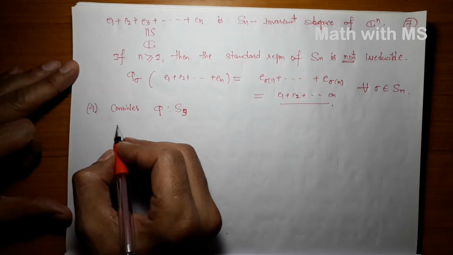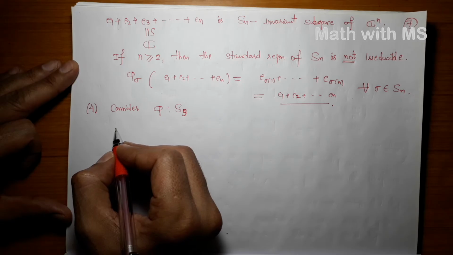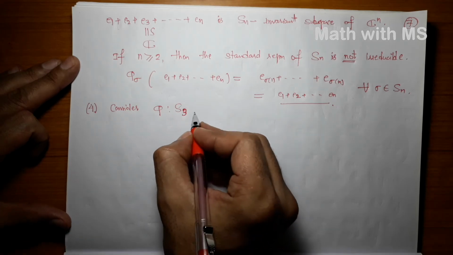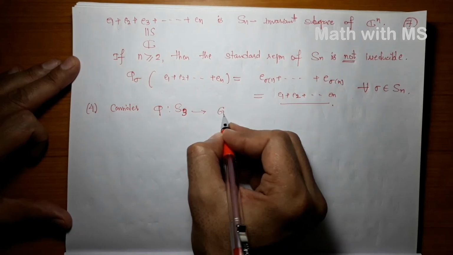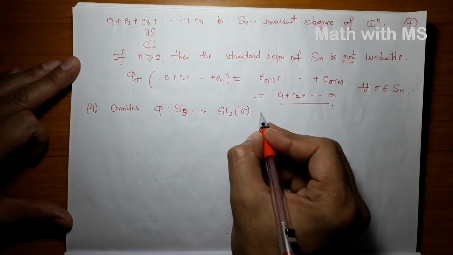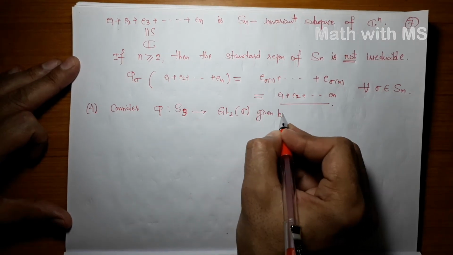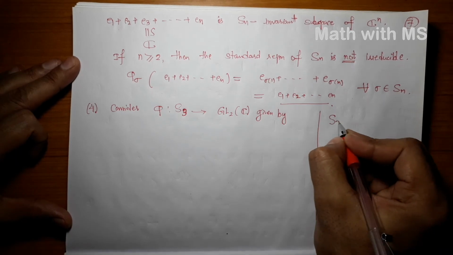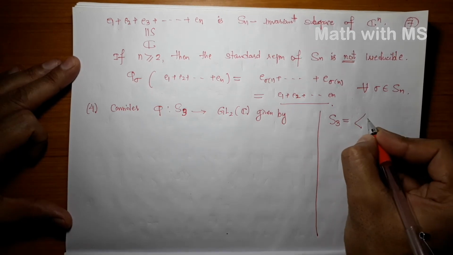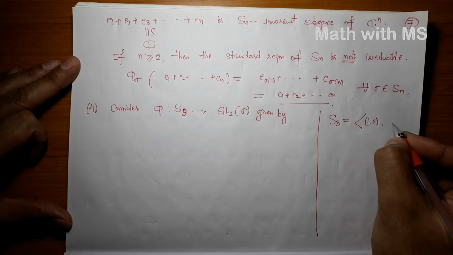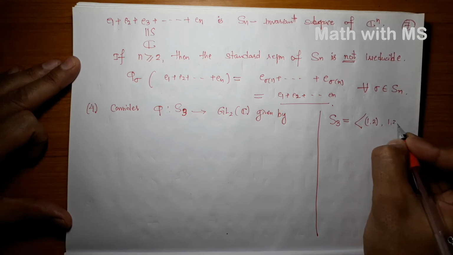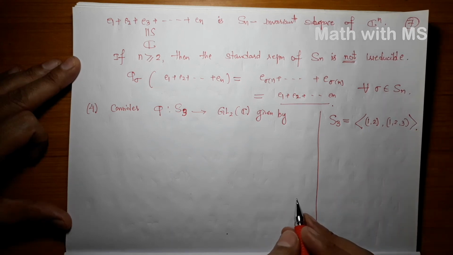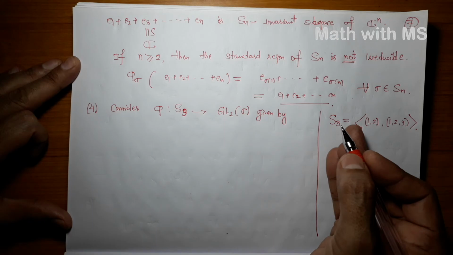So let us consider another representation of the symmetric group which is irreducible. So consider phi from S3, the symmetric group on 3 letters, to GL2C, a two-dimensional representation. Let me recall for you that the symmetric group S3 can be generated by two elements, one 2 cycle and one 3 cycle, right? These are the two generators of the symmetric group, and so it is enough to define it on generators.